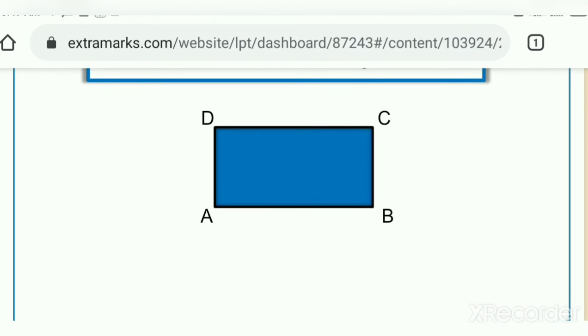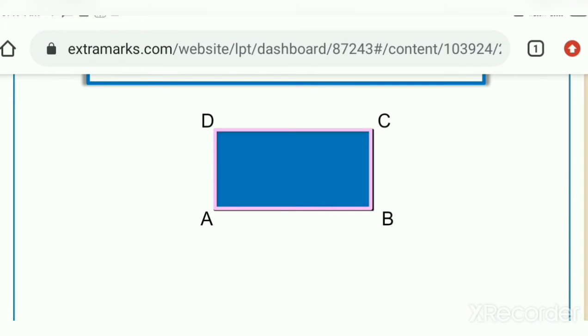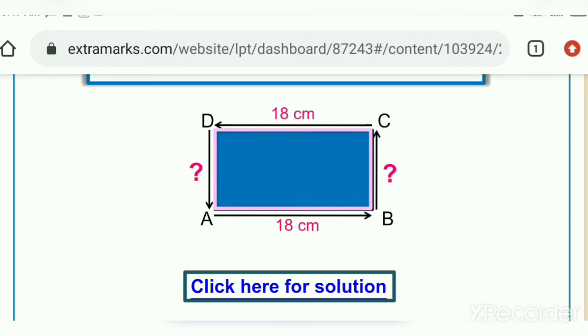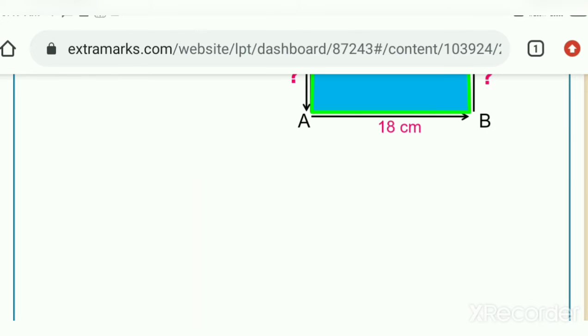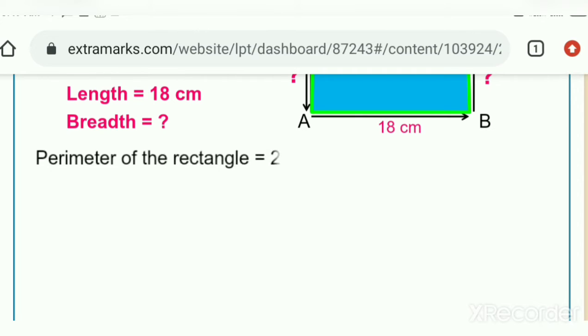Here is another example for you. The perimeter of a rectangle is 60 centimeters. Find the breadth of the field if its length is 18 centimeters. Perimeter is equal to 60 centimeters. Length is equal to 18 centimeters and breadth we have to find out. We know that perimeter of the rectangle is equal to 2 times (length plus breadth).